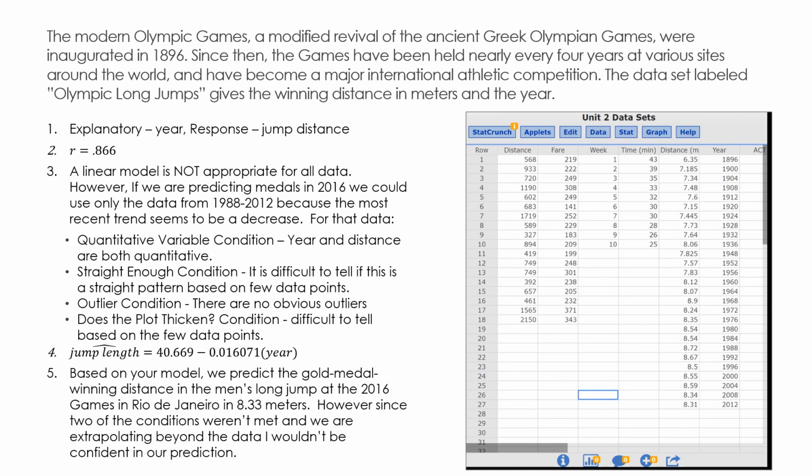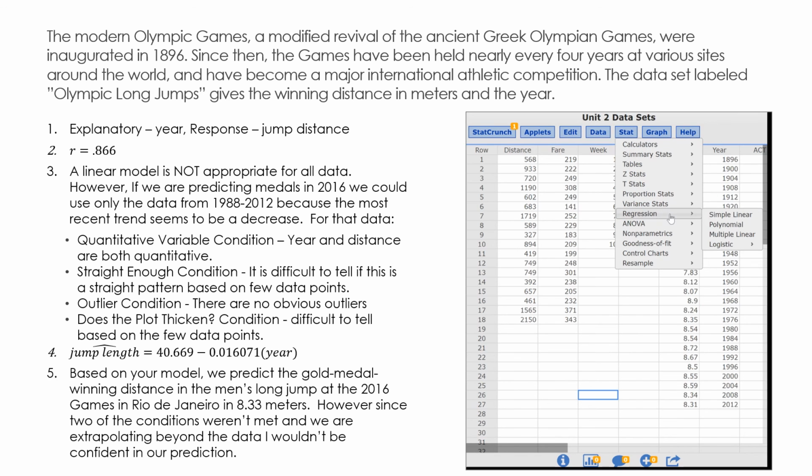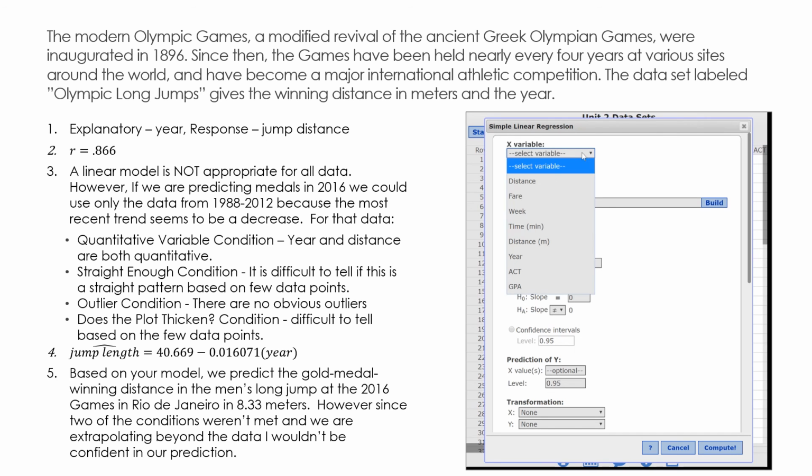My second example is a little bit more involved. Again, the first thing I would have to do is determine, and in this one I gave it to you not in the correct order, that the year would explain the jump distance, or the jump distance changes each year. The year doesn't change each jump distance. So explanatory is year and response is jump distance. So Stat, Regression, Simple Linear. Make sure you select them in the right order even if they're not given in that order. So year and distance in meters.